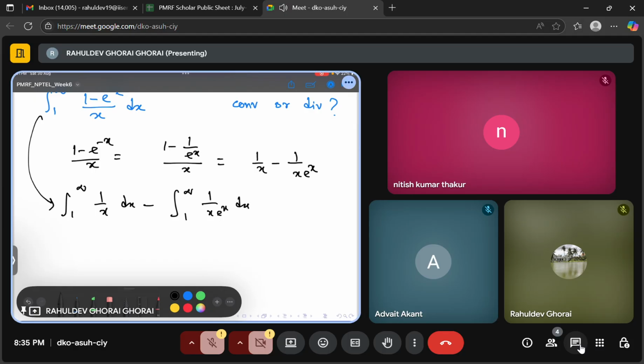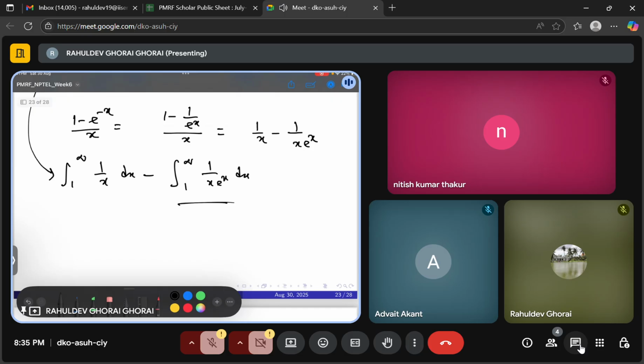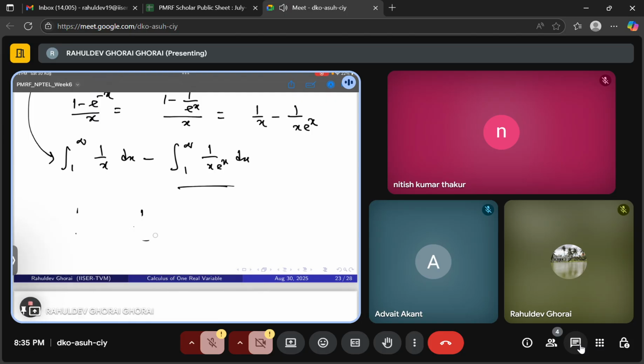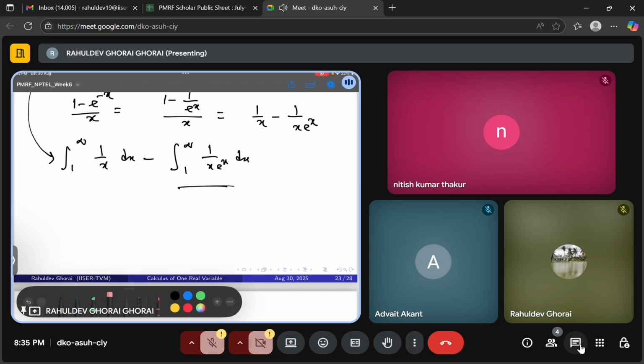So even if you can show that the second integral converges, then you can say this whole thing will be divergent also, because 1 by (x e to the power x) is less than 1 by e to the power x. Let me show you why. Let's write from the first. e to the power x is a positive number, right? And you know x is greater than 1 in this interval. So x times e to the power x will be greater than e to the power x, because e to the power x is positive.